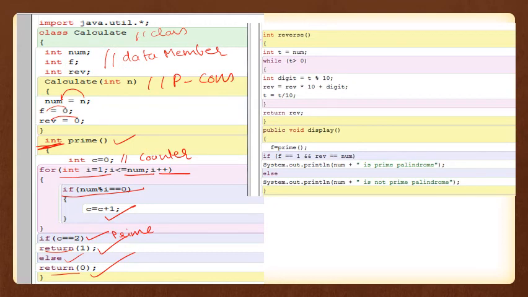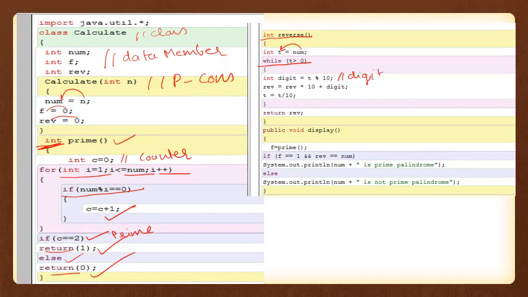Next is int reverse, to find out the reverse of the number. So copy the value of num in t. Then the digit separation loop: separate the digits.